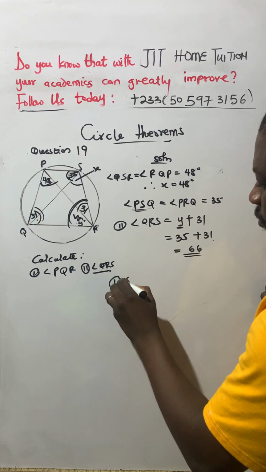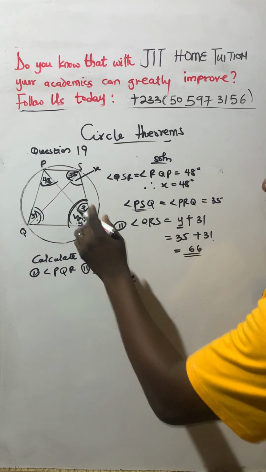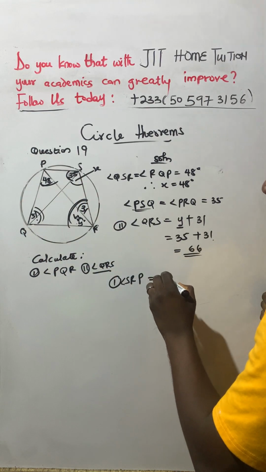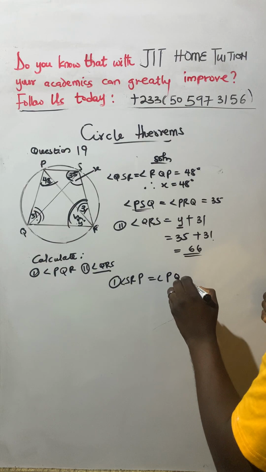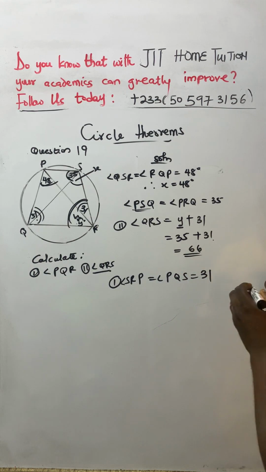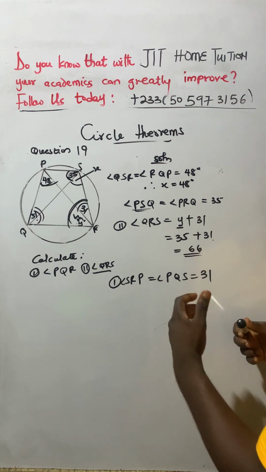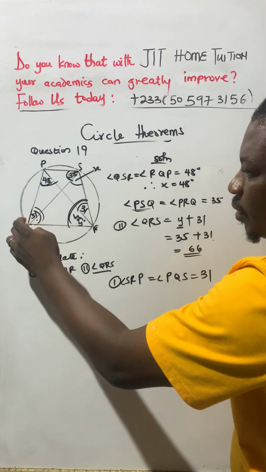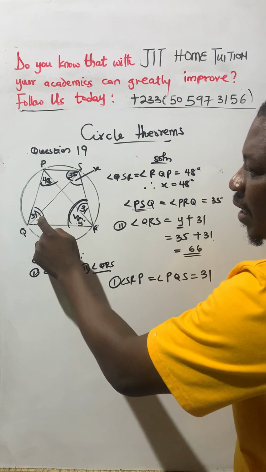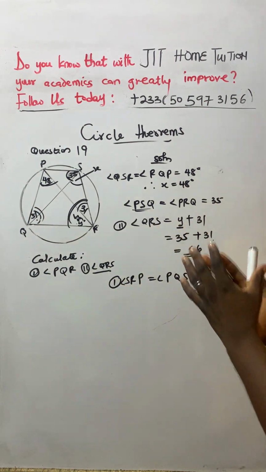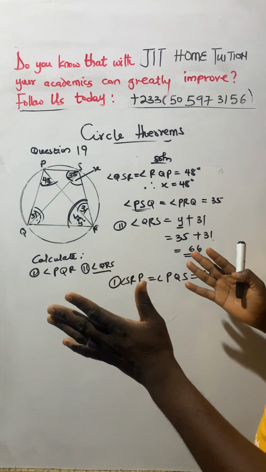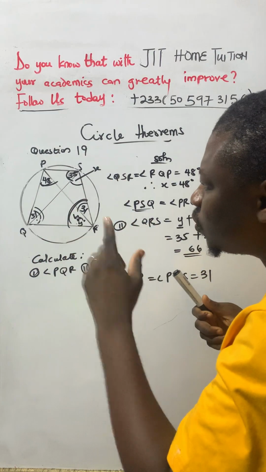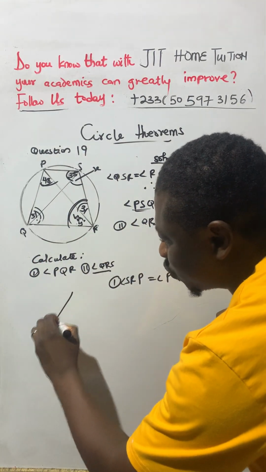So let's look at the first one. Angle SRP will be equal to angle PQX, which is equal to 31. Okay, but the whole question is saying that we should find PQR. So we need to find the angle at this side so that we put all of them together. How do we go about it? Now let's look at it carefully. You can pull this triangle out.